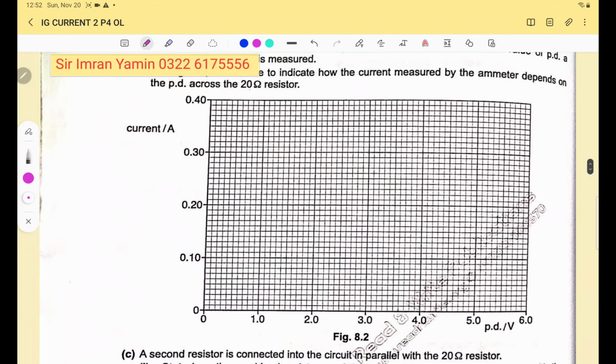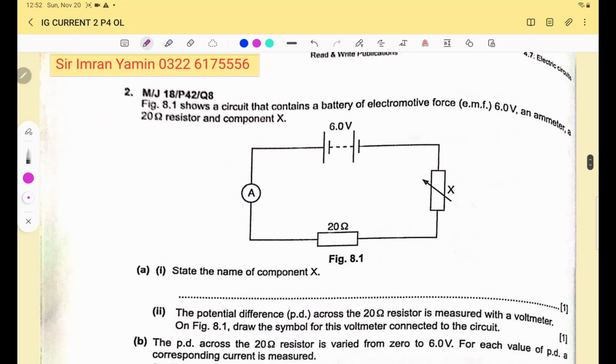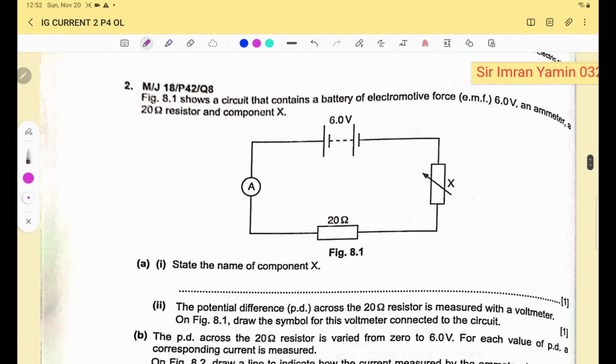And now I am starting question number 2. We are moving in reverse order. The reason is we are studying the potential divider circuit, and in a potential divider circuit two resistors are connected in series. It is resistor number 1, it is resistor number 2. Abata, give me the name of this resistor number 2. Yes, it is a variable resistor. You are right.